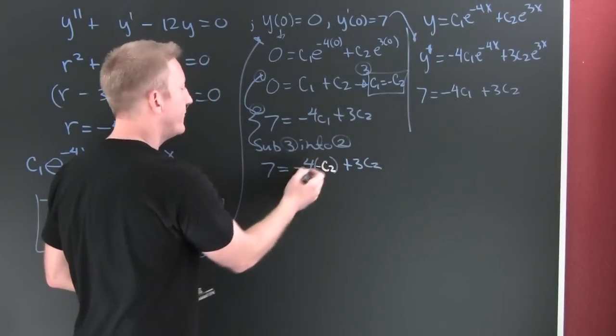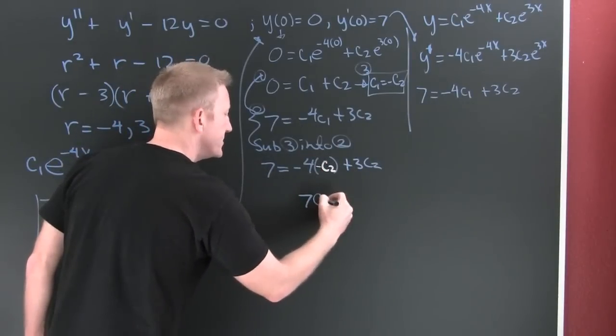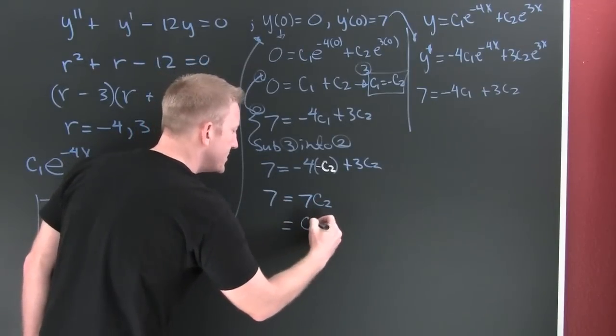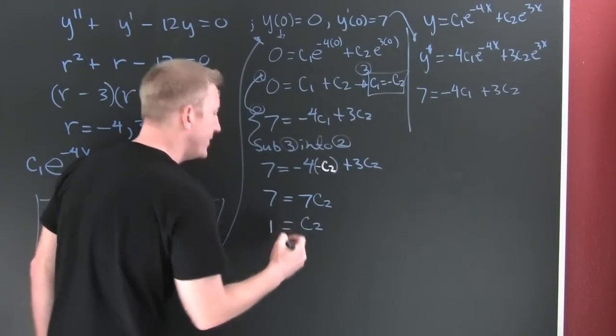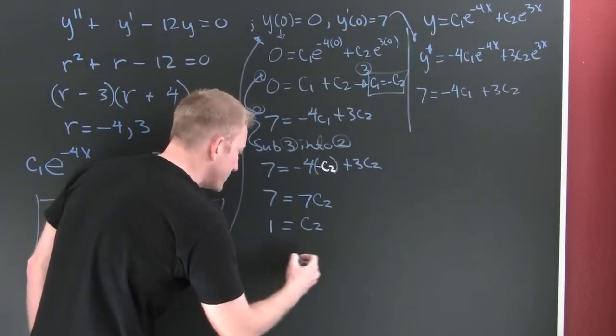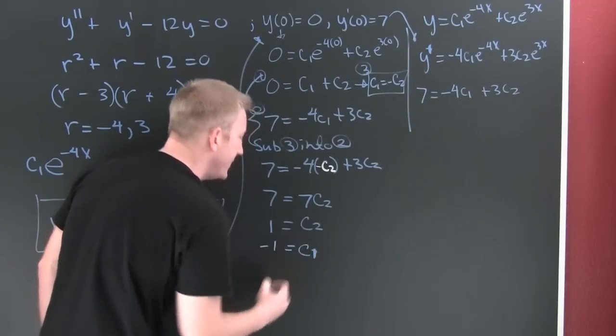Minus and minus make plus. 4 and 3 make 7 c2. And then that 7? It appears to me that c2 is going to be 1. Now take that, plug it into 3, and we find c1 is equal to minus 1.